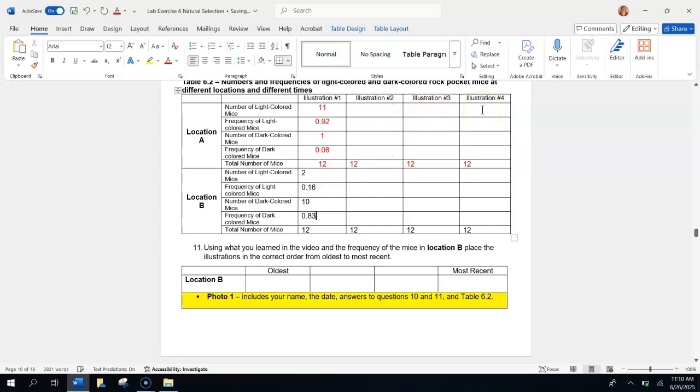When you're all done, only in location B, so we're just worrying about this data right here, you are going to figure out the correct order of the illustrations. 1, 2, 3, 4, 4, 3, 2, 1, 4, 1, 3, 2, whatever it is. You're going to go from oldest to most recent. And think about those frequencies. The frequency is what's going to tell you what is the oldest and most recent.